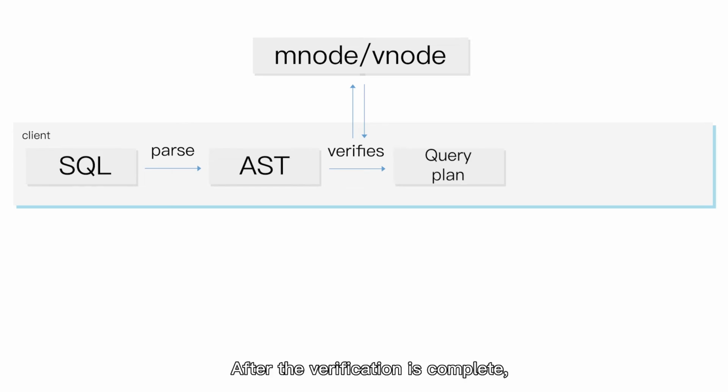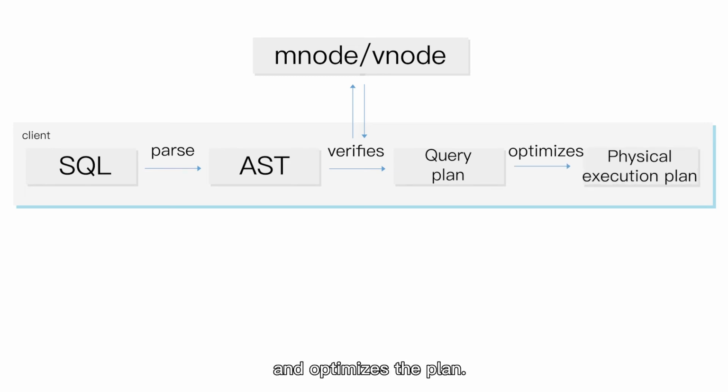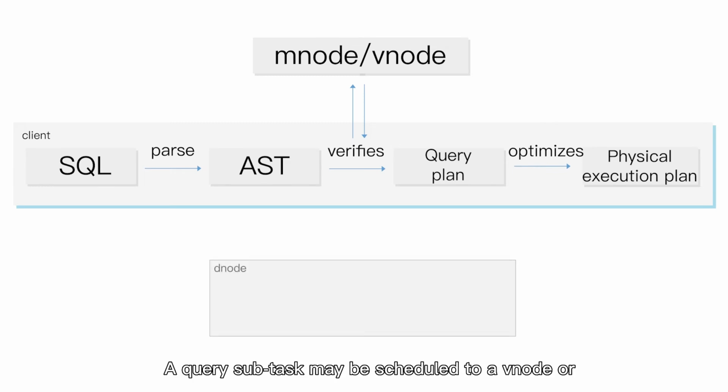2. After the verification is complete, tausc generates a distributed query plan and optimizes the plan. 3. tausc schedules tasks according to the configured query policy. A query subtask may be scheduled to a vnode or qnode based on data affinity or system load. Note that the vnode and qnode are both logical execution units. tausc first sends the task to the physical data node.